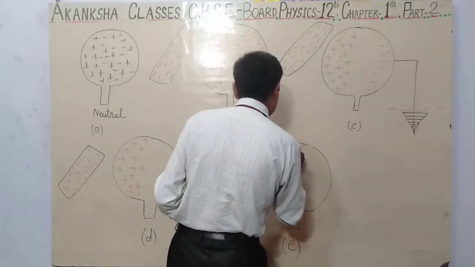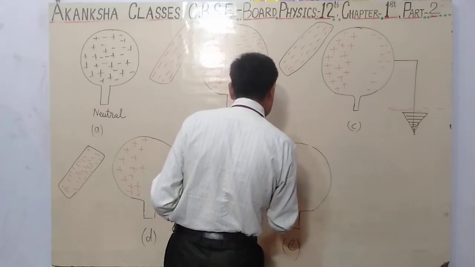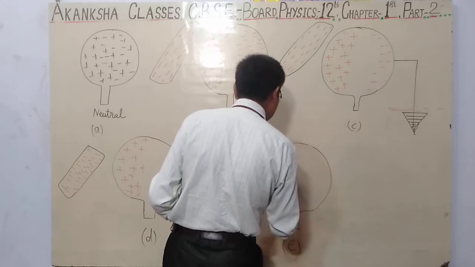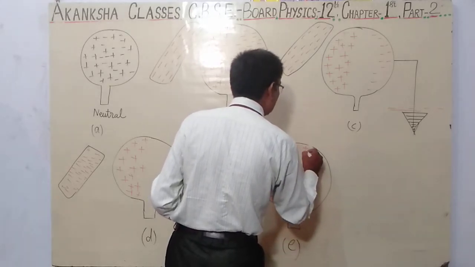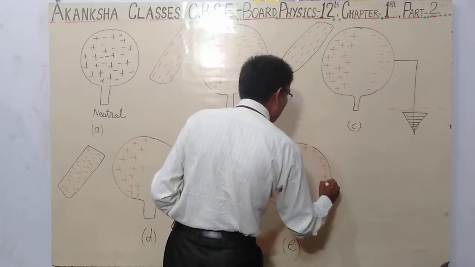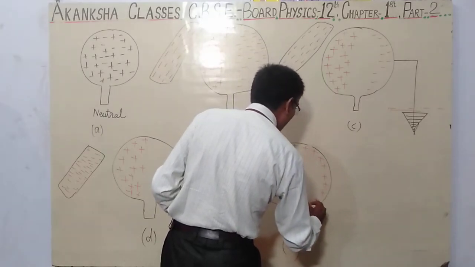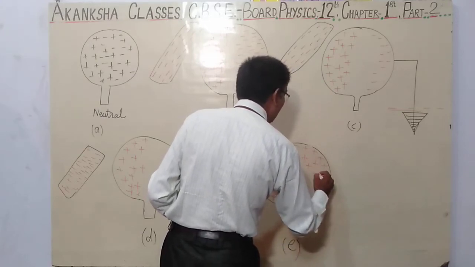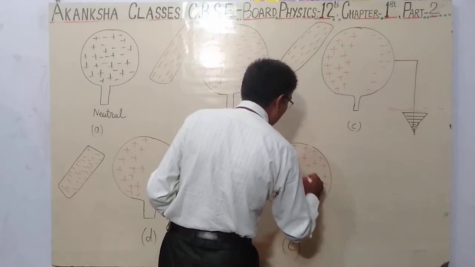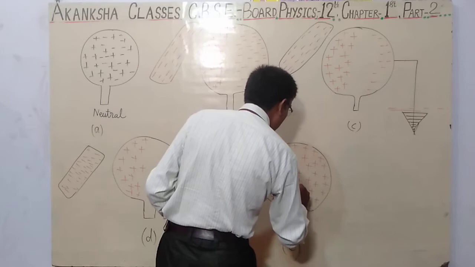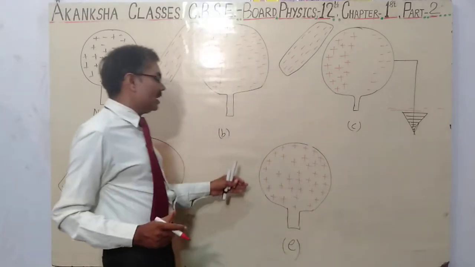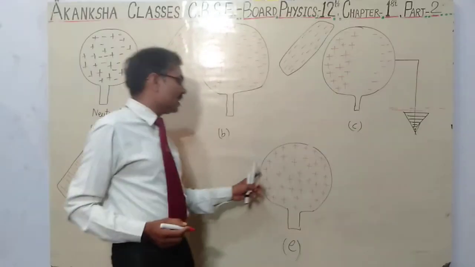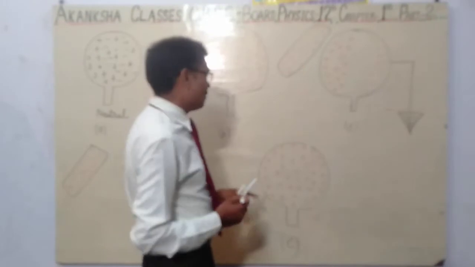The charges that are of only one nature, positive charges, will spread throughout the metallic sphere uniformly. They will spread throughout the whole sphere, a uniform distribution. Now a uniform distribution will be seen throughout the sphere, and now there is no effect of any negative charge object near it, and this has become positively charged.